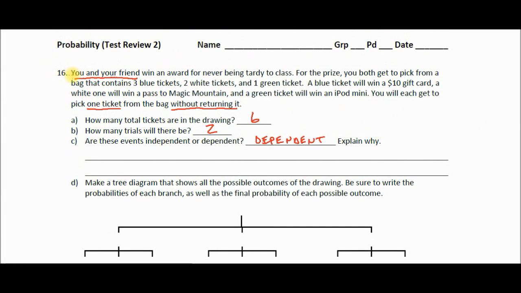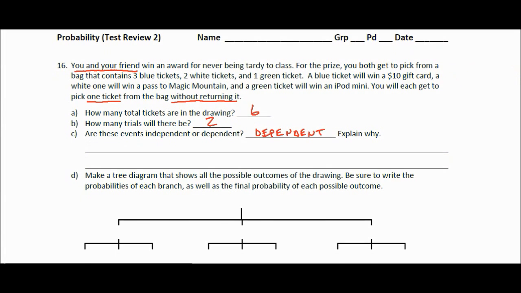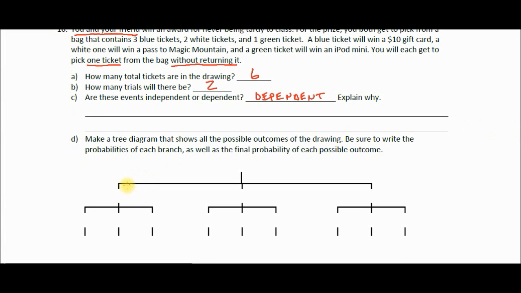Now I know there's you and your friend, but notice the tickets don't belong to us. I don't have blue and my friend has white. So all we have is the colors of the tickets in the bag. So in this case we are tracking colors. So we've got blue tickets, we've got white tickets, and green tickets.